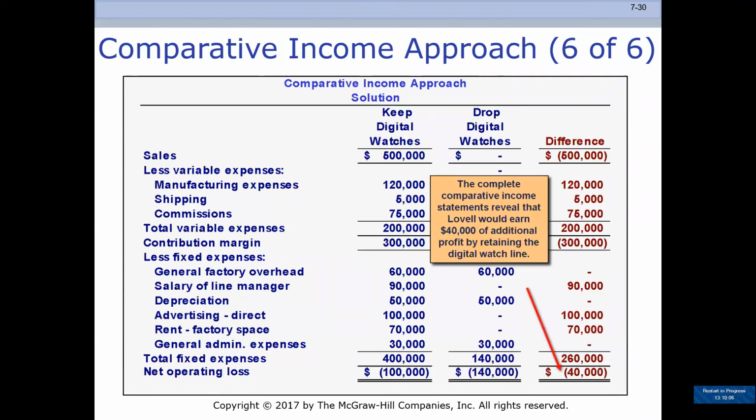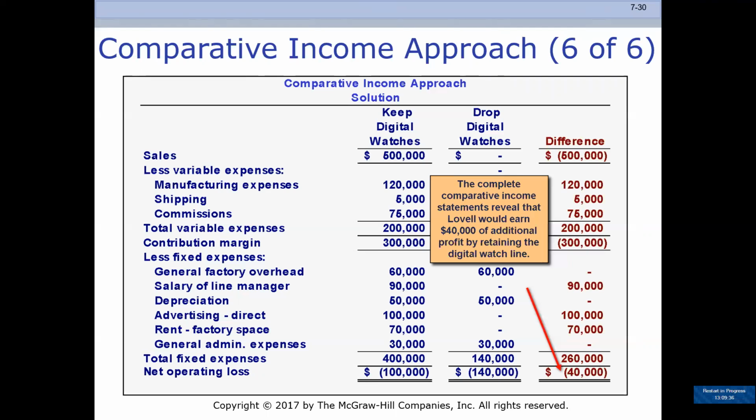Depreciation, it depends on what you're going to do with it. In this case, there's no difference, so it's irrelevant. Advertising, no need to advertise if you don't have the product line. And rent for this factory space, if you can get out of the rent by dropping the product line, then it becomes relevant. And so there's a difference there of 40,000. So you either lose 100,000 or you lose 140,000, depending. If you keep it, you lose 100,000. If you get rid of it, you lose 140,000.